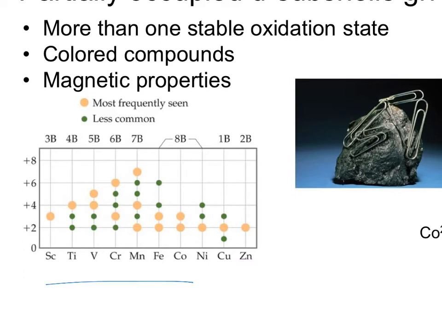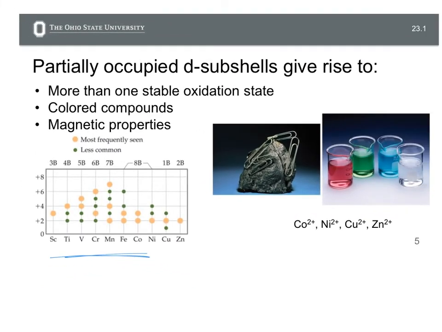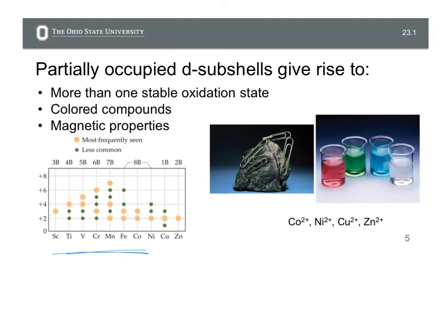Some of these more frequently seen oxidation states result from different electrons leaving in different orders. We can delve into that later if you'd like, but in any case, when we have partially filled d orbitals, those electrons are going to give rise to some interesting properties: the color of a compound and magnetic properties. We're going to really get into this towards the end of the chapter. I just want to leave it at this for now.